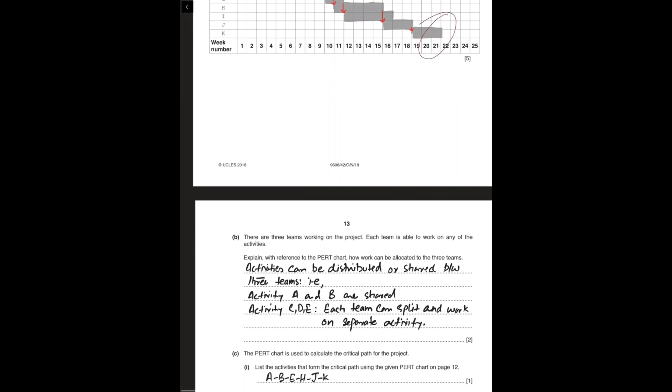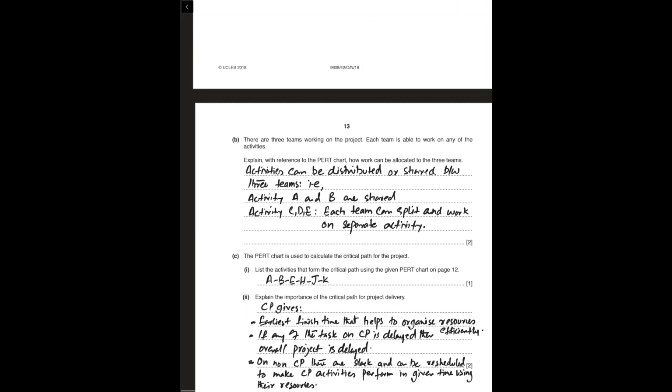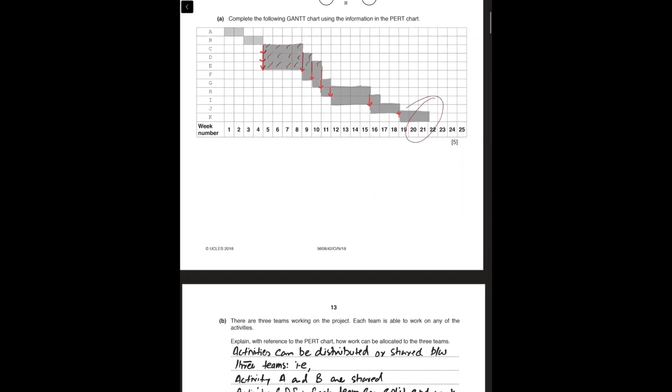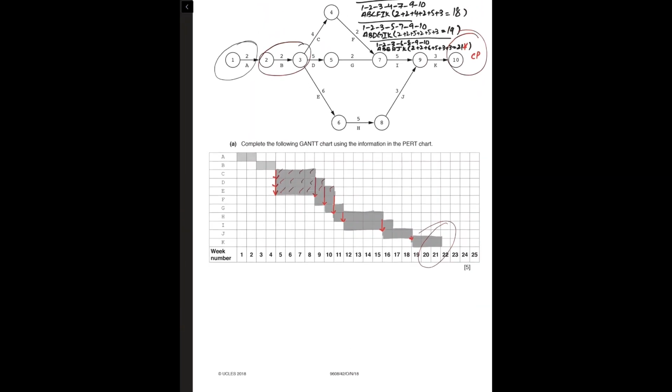Now, the second part asks, there are 3 teams working on the project. Each team is able to work on any of the activities. Explain with reference to the PERT chart how work can be allotted to the 3 teams. So here we can see that all 3 teams can work on the same task, and here as well.